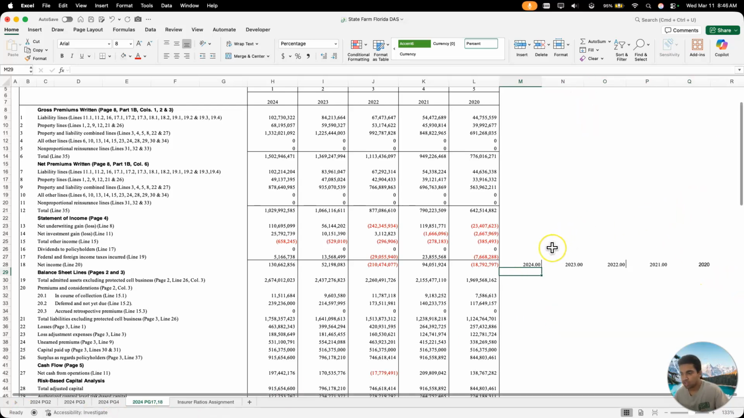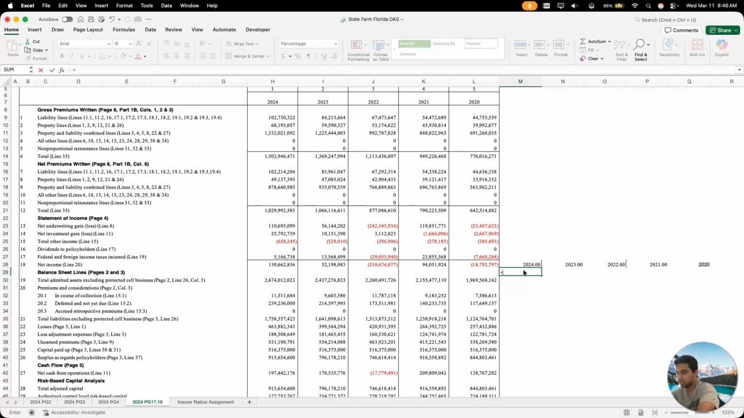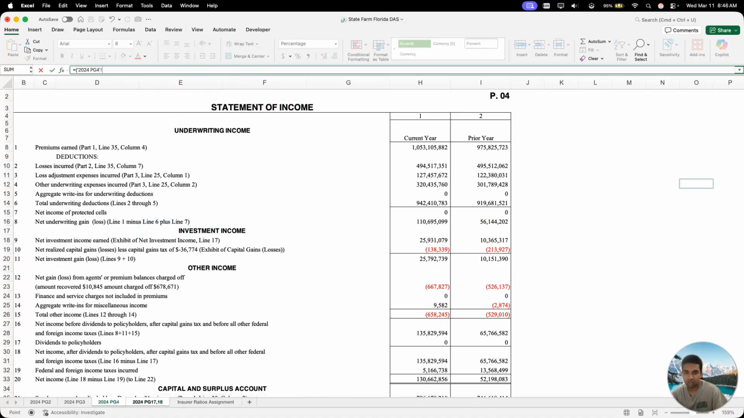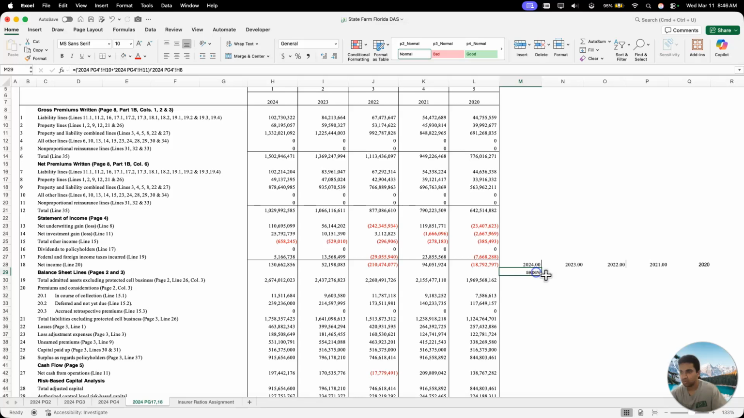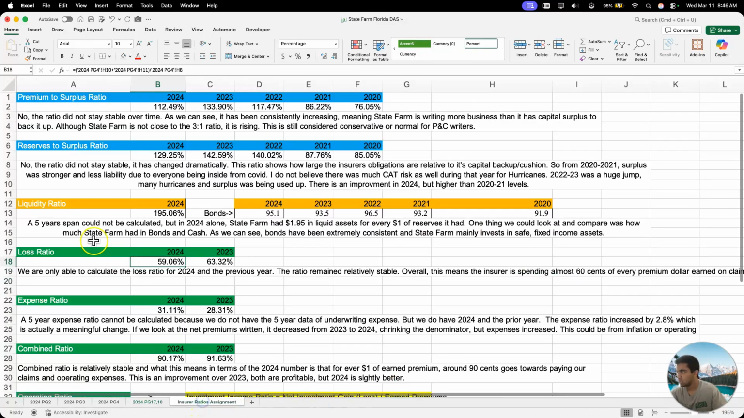All you want to do for loss ratio is make sure you put a parentheses first. Equals this. And you want to go to your statement of income for your loss ratio and take losses incurred plus loss adjustment expense. I'm just checking to make sure I'm getting the formula right, and divide that by premiums earned, and this will get you the 2024 number right here. Let's take a look. Loss ratio, easy peasy.